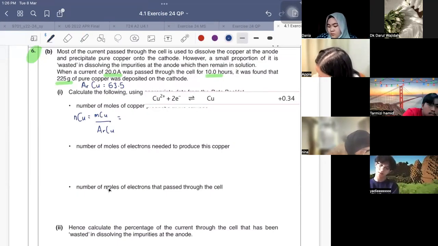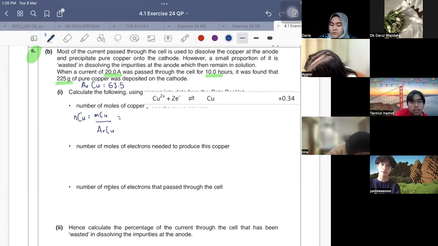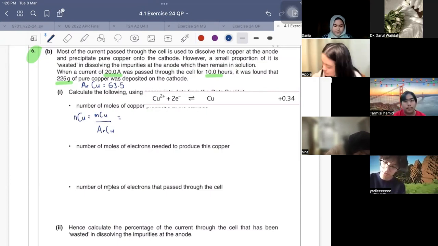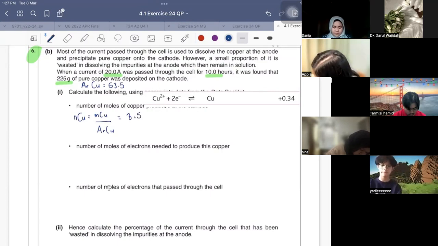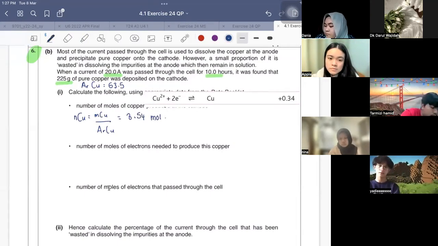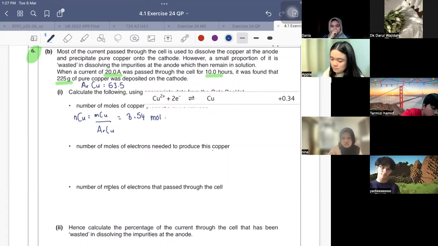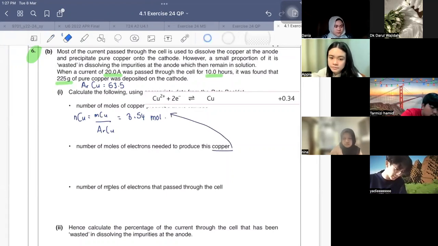Okay, so that answer should be 3.54. Did you get 3.54 mole? Okay, right. So they want you to find the number of moles of electrons needed to produce this copper. That means to produce this amount of copper. This is where your half equation comes in.